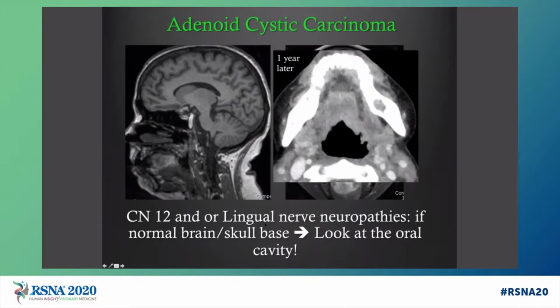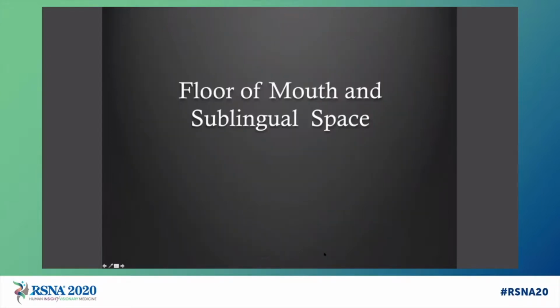The take-home point from this is when you have a patient presenting with hypoglossal or lingual nerve neuropathies, if the brain and the base of skull are normal, you really need to interrogate the oral cavity.